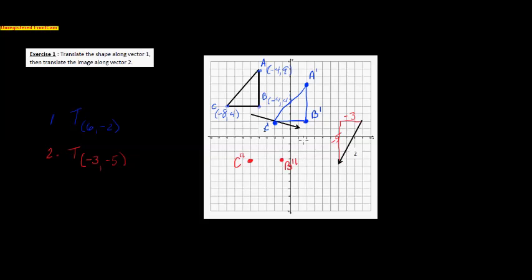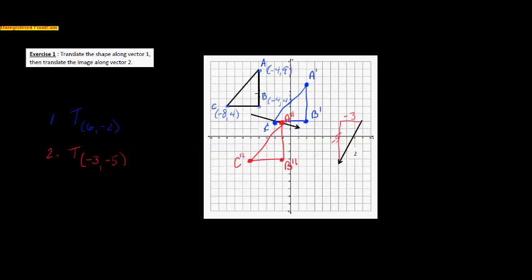Then I've got to do the same thing with A. I go to the left 3 and down 1, 2, 3, 4, 5. It's going to be right there. It's going to be really important that you're neat. This is A, and that you label everything with primes and double primes and maybe even triple primes if we put 3 together.